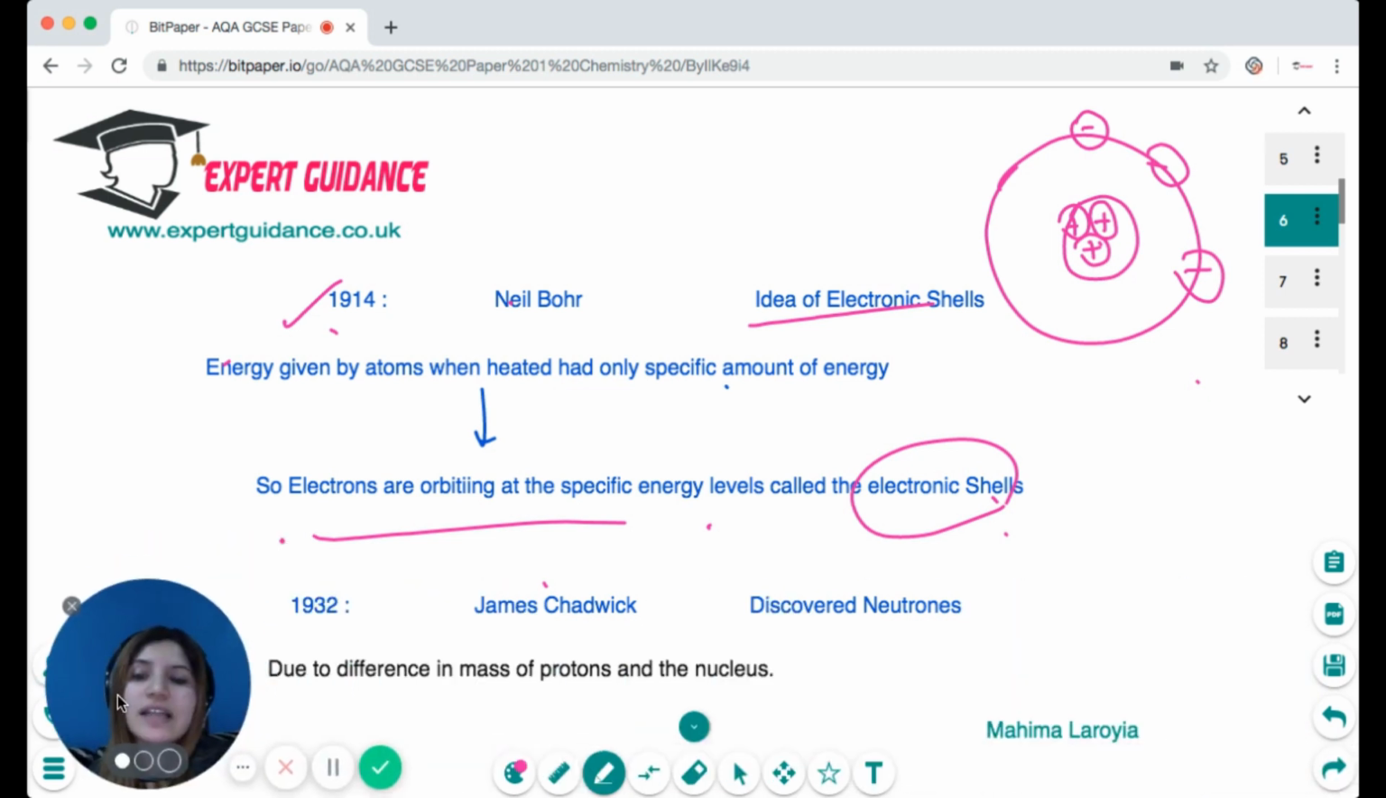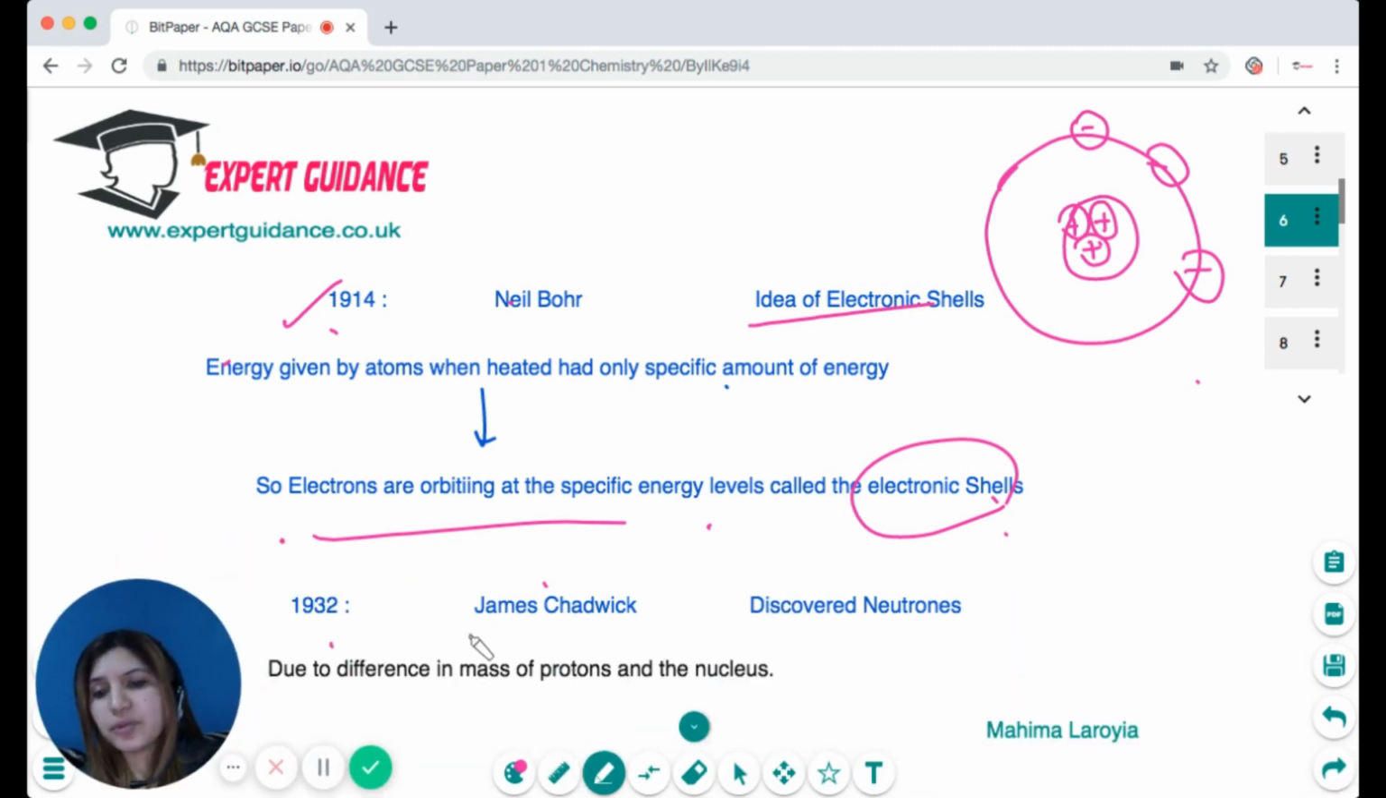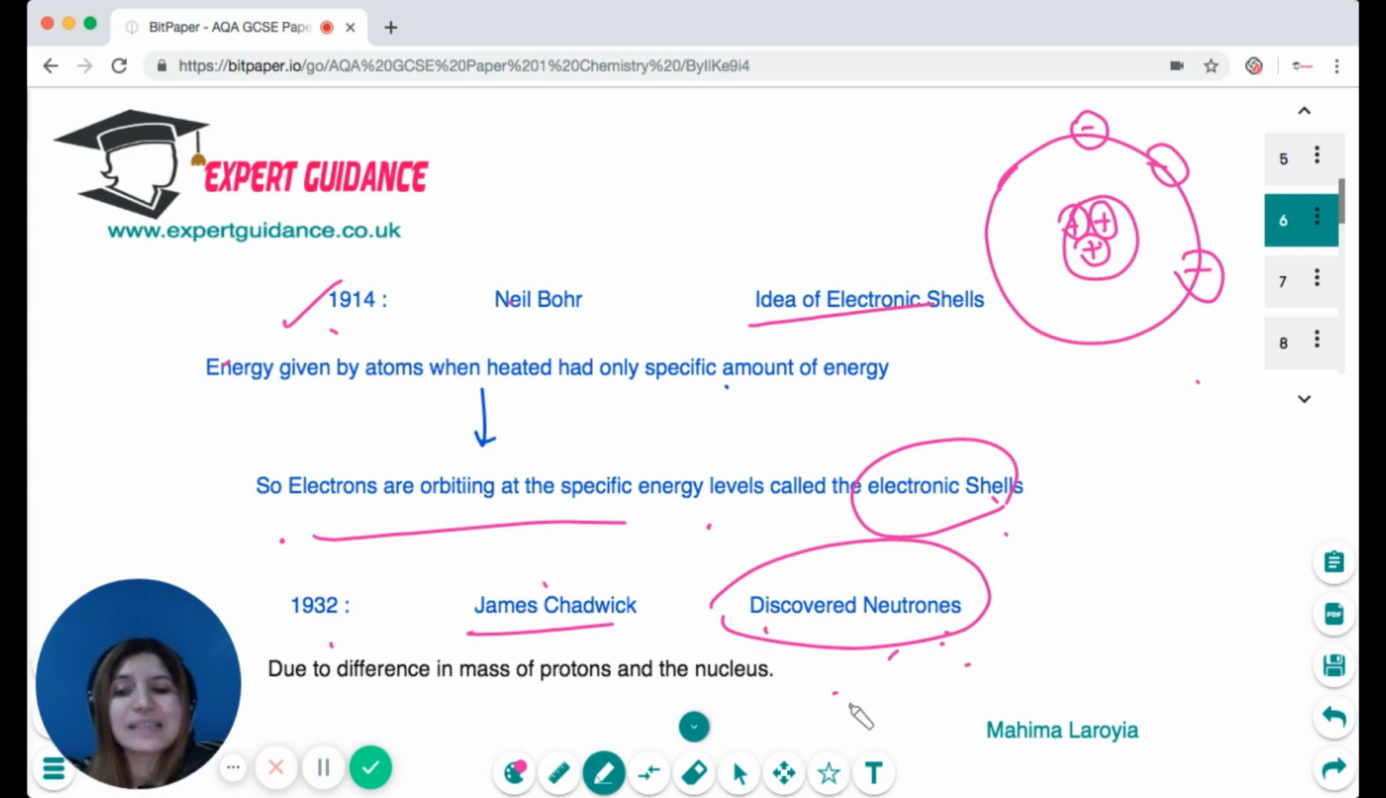Then there was another scientist who came in 1932 called James Chadwick. The observation was that when they were taking the mass of the neutrons and the mass of the protons, there was a mismatch. Although the atom was still neutral charge-wise, there was a difference in masses. So James Chadwick discovered that there's a third subatomic particle present called the neutron, which has no charge but has a mass similar to that of protons, and that is present inside the nucleus along with the protons.